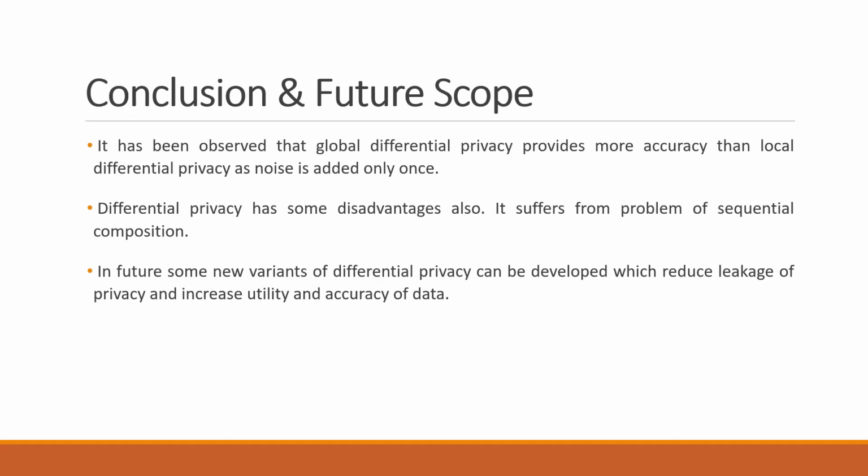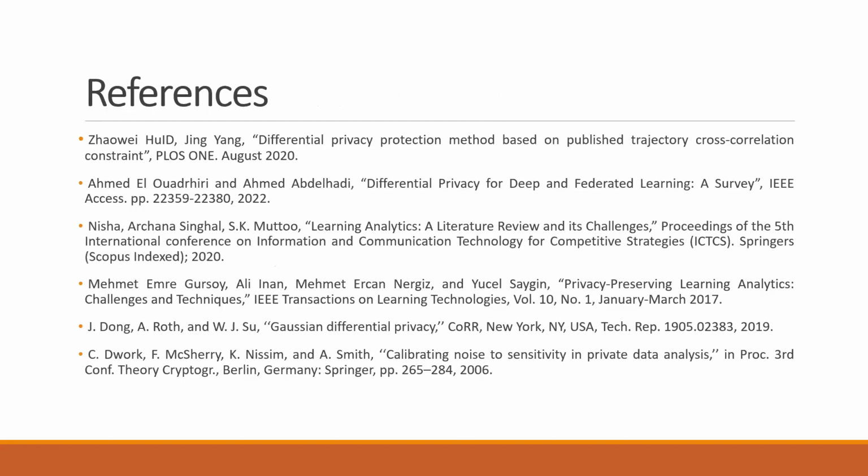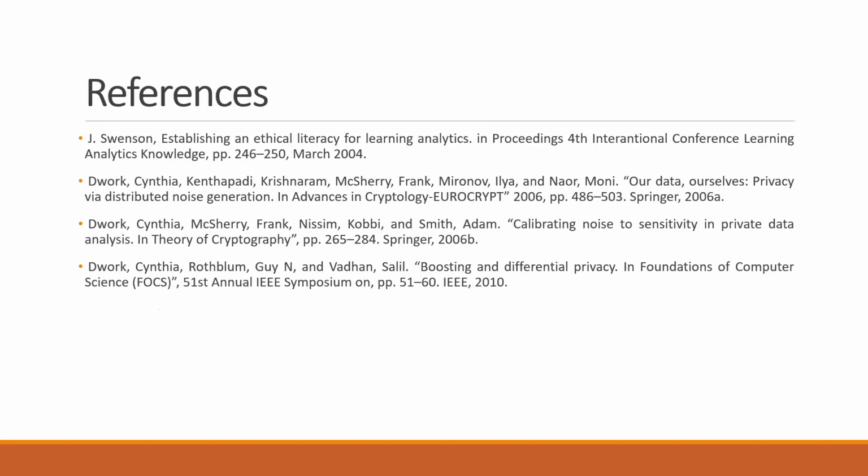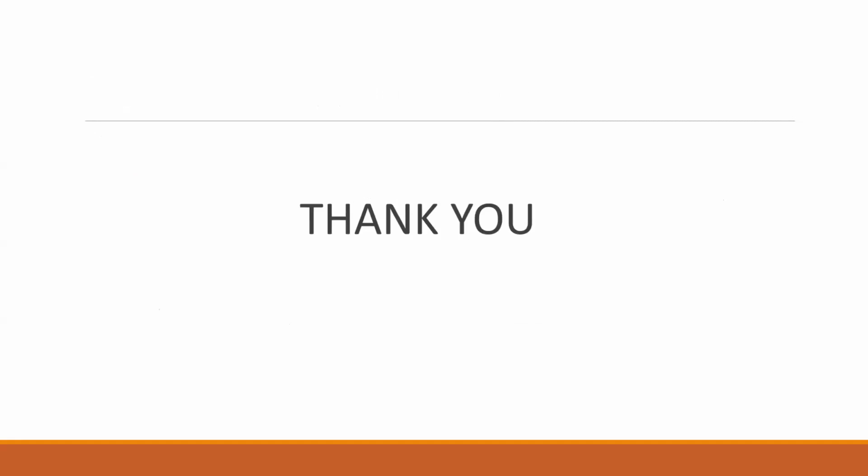If the adversary applies associated queries to the data, the adversary can find out that the record of an individual is present in this data. In future, we can develop some variants of differential privacy which can reduce the leakage of privacy, and we can also increase the utility and accuracy of the data. And these are the references. Thank you.